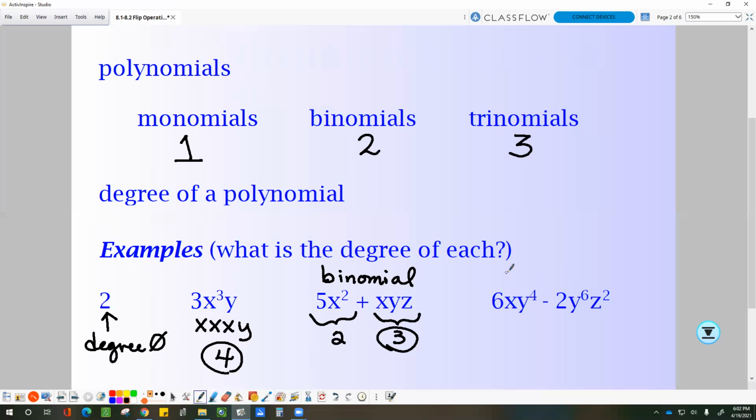This last example is also a binomial because I have 2 terms. My first term is degree 5 because I have an x and 4 y's, which is 5 variables. My second term has 8 variables, so I name my binomial a degree 8, because the term with the highest number is how you name your polynomial.